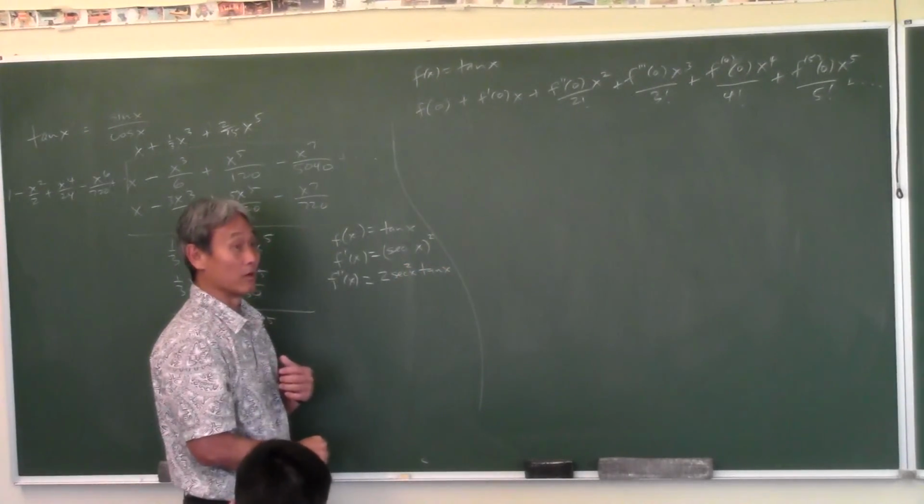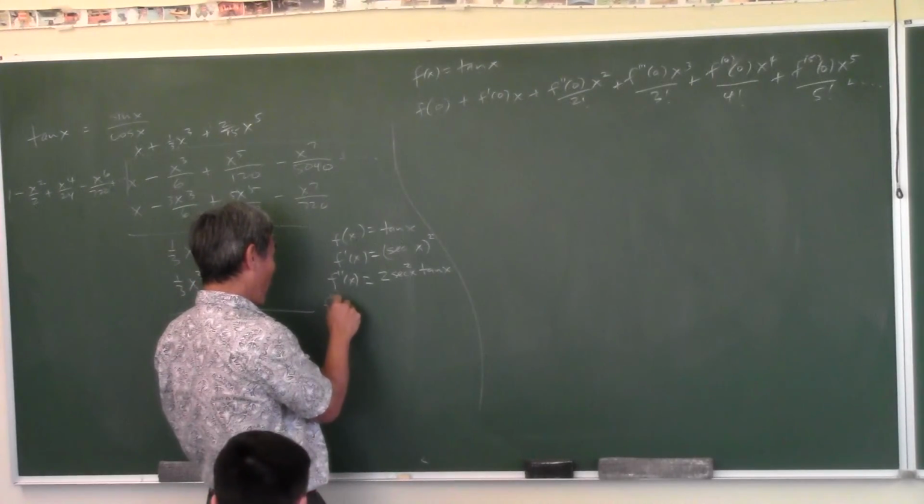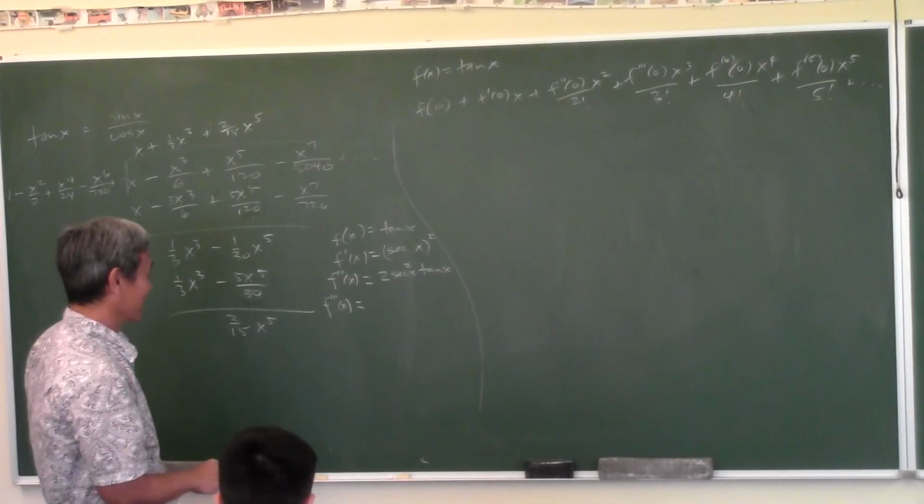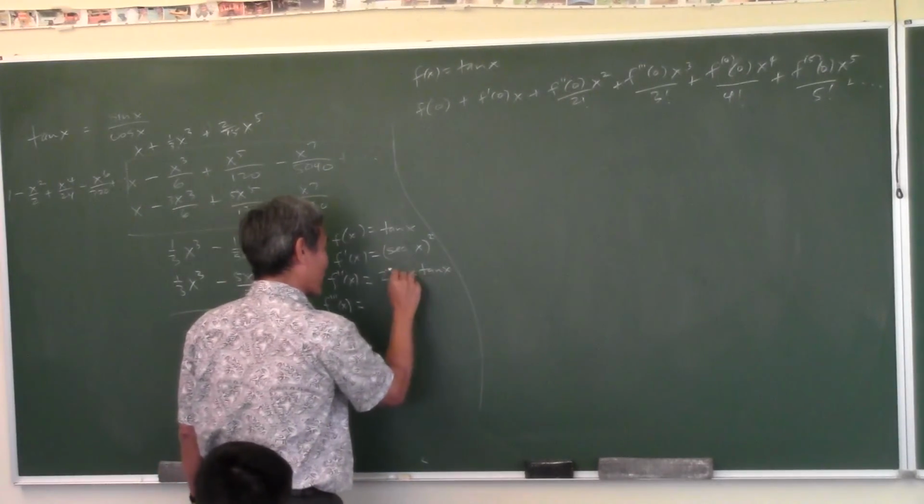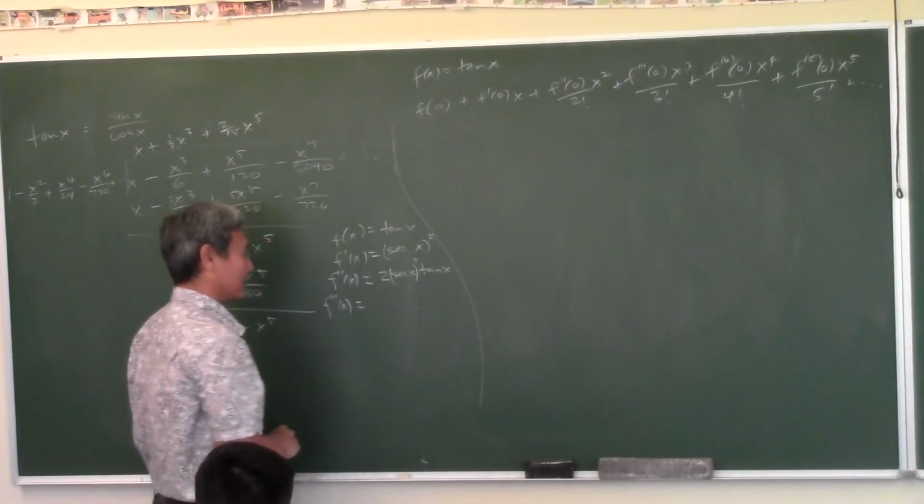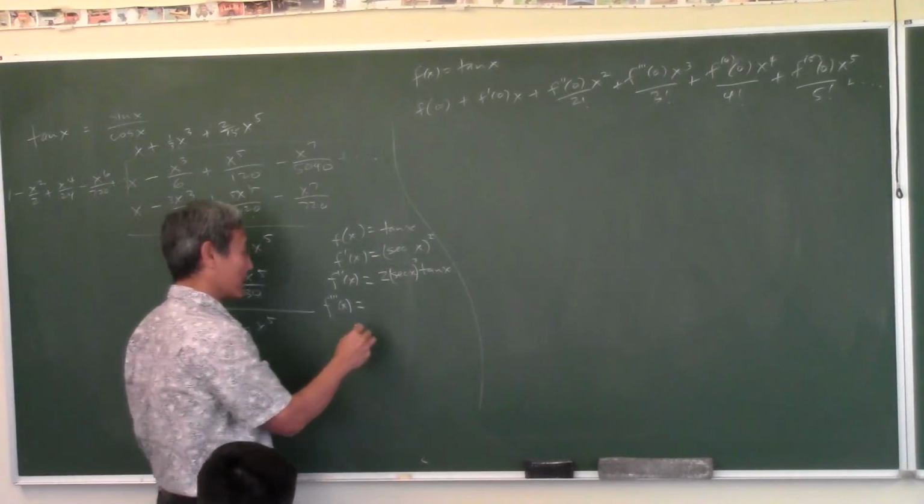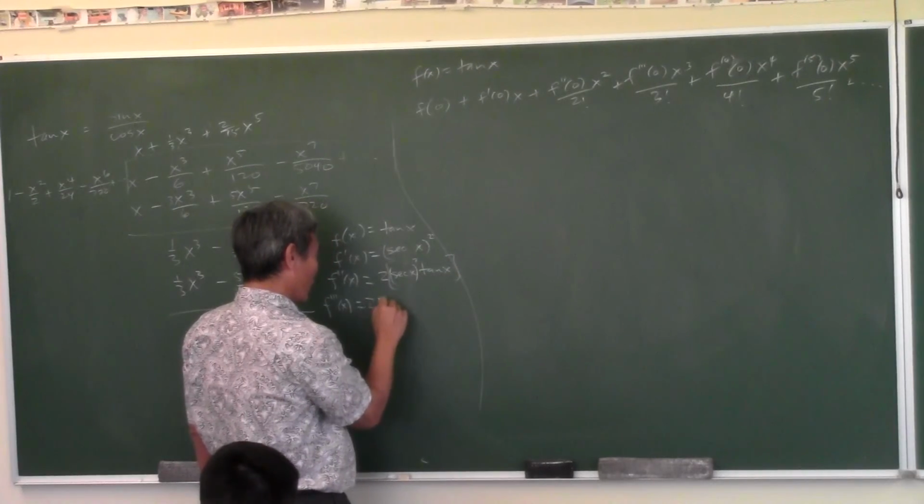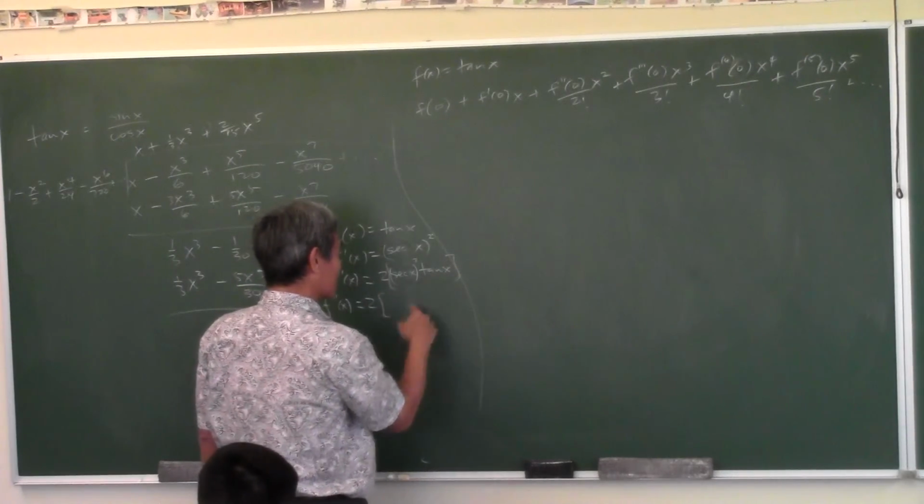Now we gotta do another derivative. Maybe we just gotta stop after 3 already. Because secant squared x is like that. Okay, who's got this one? You gotta use the product rule.